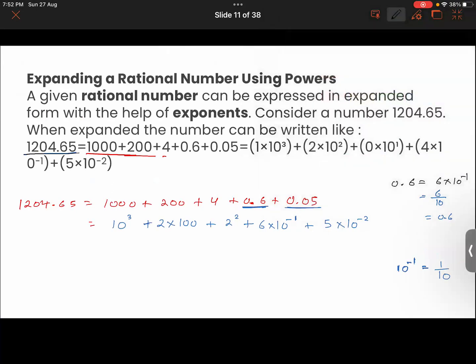So here we did the expansion of the number: 10 cube plus 2 into 10 raised to the power 2, since 200 can be written like this, plus 2 square plus 6 into 10 raised to the power minus 1 plus 5 into 10 raised to the power minus 2. That is how you expand a given number using powers. Getting it?